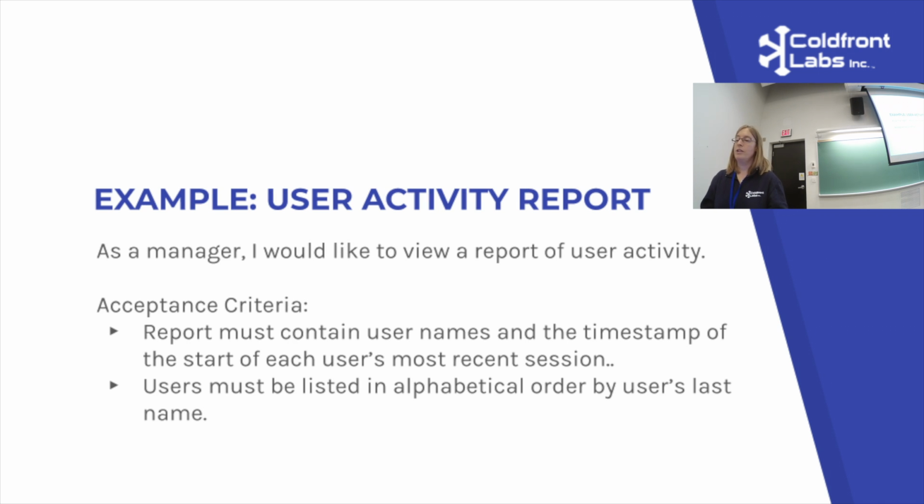So for example, consider a case where you've been asked to write a report. The user story, in this case: as a manager, I would like to view a report of user activity. This user story is giving you a general idea of what is required, but you need more specifics in order to develop and test the feature. So this is where acceptance criteria come in. Information about the type of data that should be displayed, as well as how the data should be displayed, would be included in the criteria.